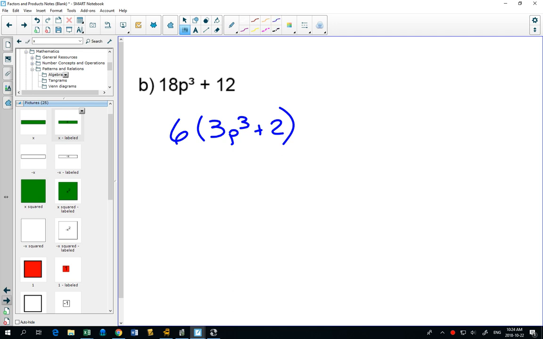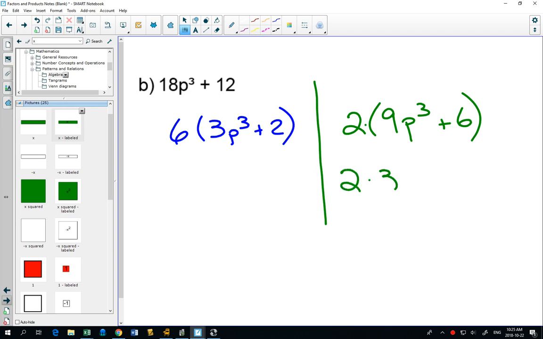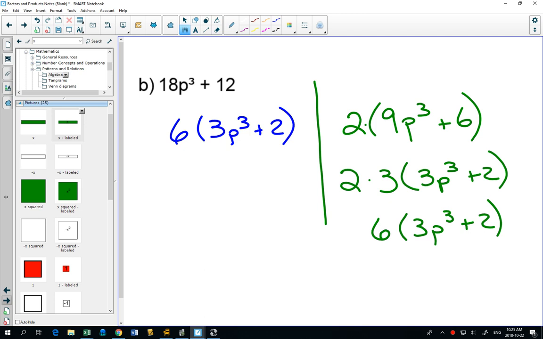Yes. Let's say, oh, Mr. JR, I saw the 2 first, so I took that out, and that left me with 9p cubed plus 6. That's not wrong, but it's not done yet. Because if we're going to factor something completely, we still look inside, and now you see the 9 and the 6, and you ask, is there anything in common with a 9 and a 6? A 3. So right now we have 2 times this. If I pull out the 3, I would have 2 times, and now I have 3 times 3p cubed plus 2. What's 2 times 3? 6. Can you see that we got the same answer that we got directly over here? It just took us a little bit more time.